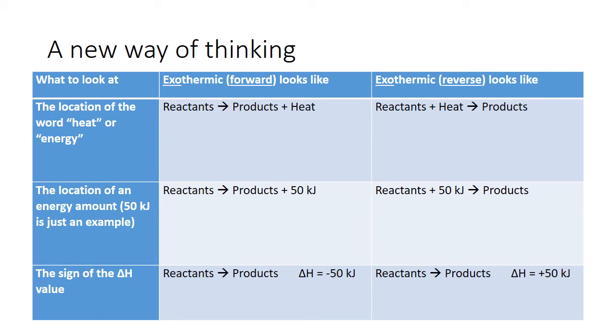Rather than saying, okay, this is what exothermic and endothermic look like, we want to think about it as: this is what exothermic looks like if the forward reaction is exothermic, and this is what it looks like when the reverse reaction is exothermic. Okay, so that's that new way of thinking about it. Now instead of endothermic, we're going to forget about that word and think, hey, these reactions are exothermic if you run them in reverse.